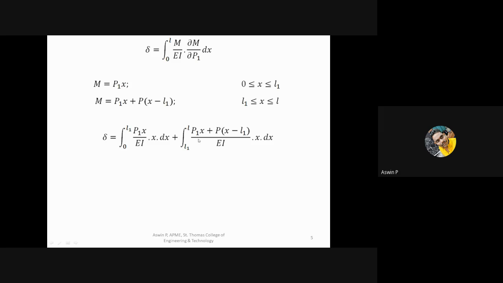Similarly, here also you can see that there will be a minus term, here also a minus term, and this will be a minus term. So altogether these two terms will be the same. So 0 to L is split as 0 to L1 plus L1 to L, and this is the equation for the 0 to L1 range, where m is replaced by the P1x relation, and here m is replaced by the second relation. I believe you understood. If you have any doubt you can ask now.